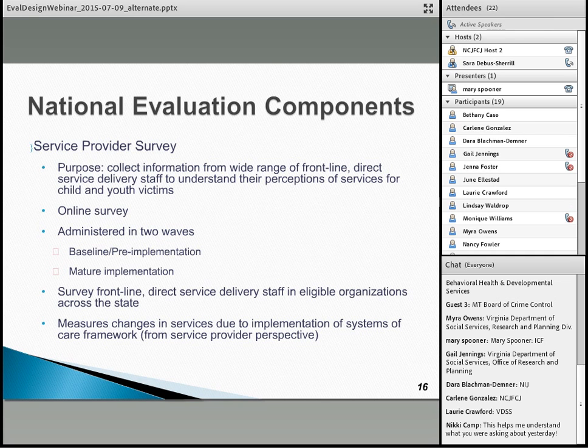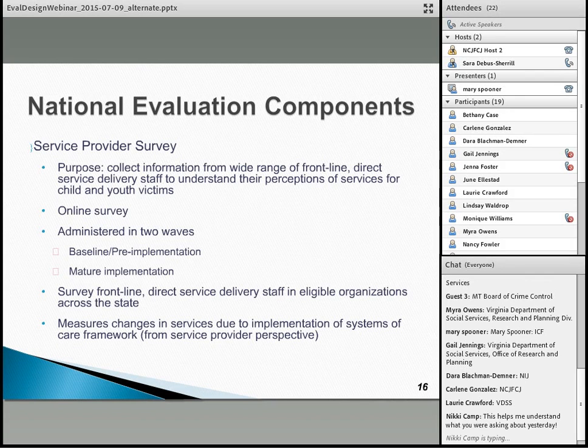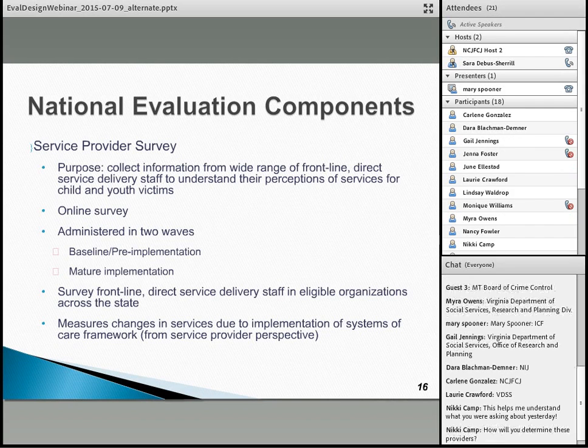And then again, towards the very end of the project, after implementation has been in place for a while, it's matured, everyone's worked out the kinks, and we feel like that's a good time to measure the final stage of that. And this is surveying frontline direct service delivery staff and eligible organizations across the state. What that means may be different for the different sites depending on what their systems of care framework looks like for them. And it helps to measure changes in services due to the grant program from that service provider perspective.